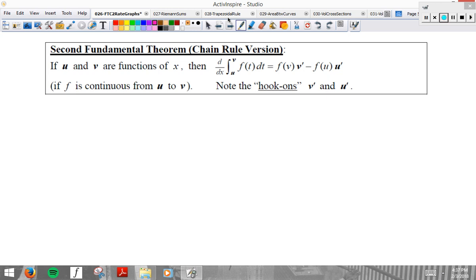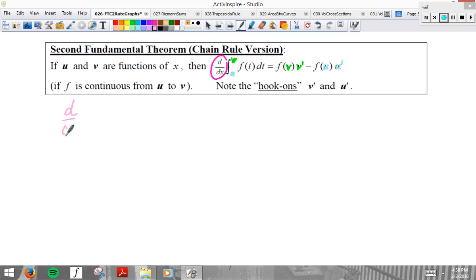So the chain rule version is, again, if you have a derivative of an integral, we have v, the top bound is going to replace t, and we have v prime, and the lower bound is then going to replace t with u prime. Okay? This chain rule version replaces the other theorem.